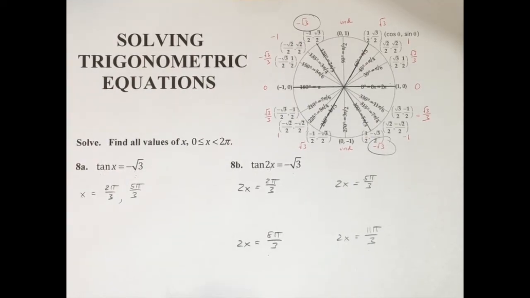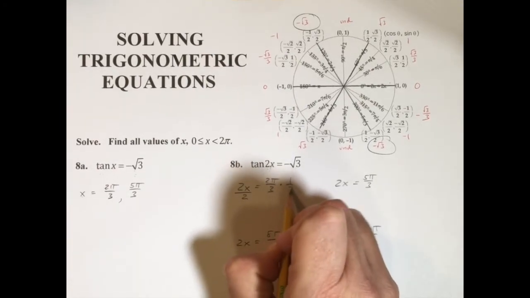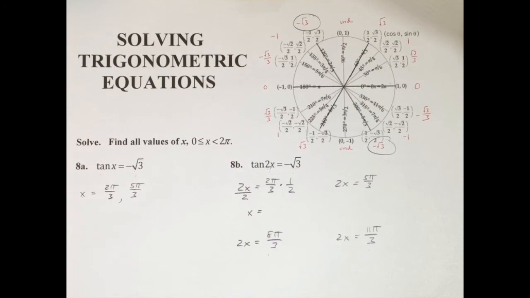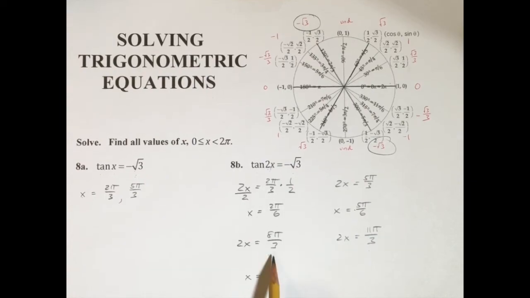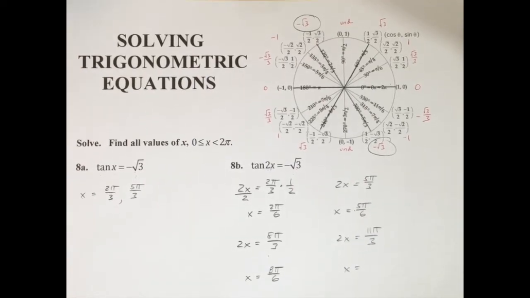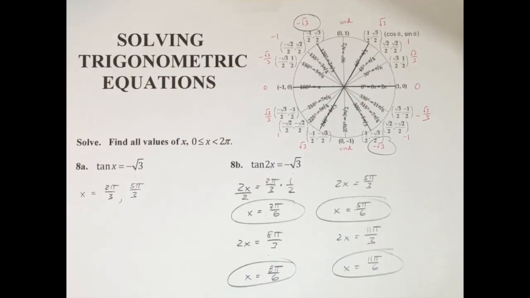Now to finish solving these, I'll simply divide each side by 2, which is the same as multiplying times 1 over 2. So here x can equal 2 pi over 6. Here x can equal 5 pi over 6. Here x can equal 8 pi over 6. And finally, x can equal 11 pi over 6. You could reduce this one to pi over 3. You could reduce this one to 4 pi over 3. But I'm fine with 2 pi over 6, 5 pi over 6, 8 pi over 6, and 11 pi over 6.